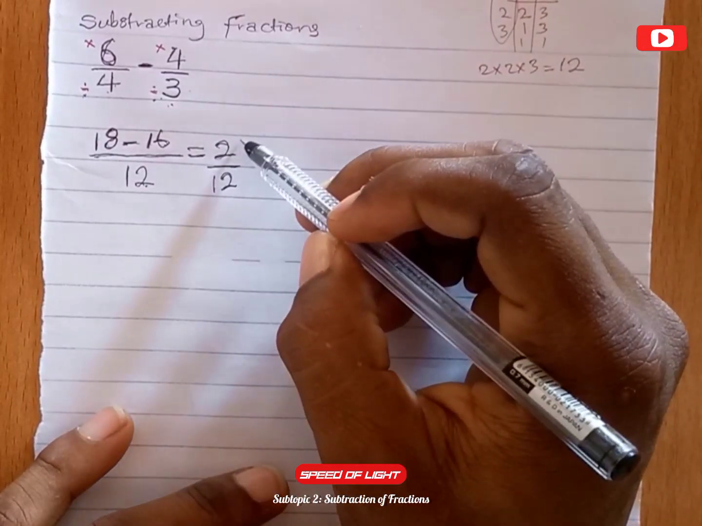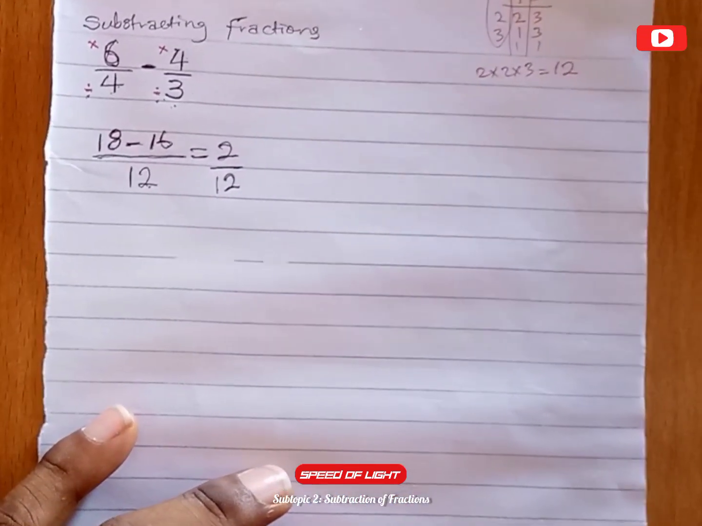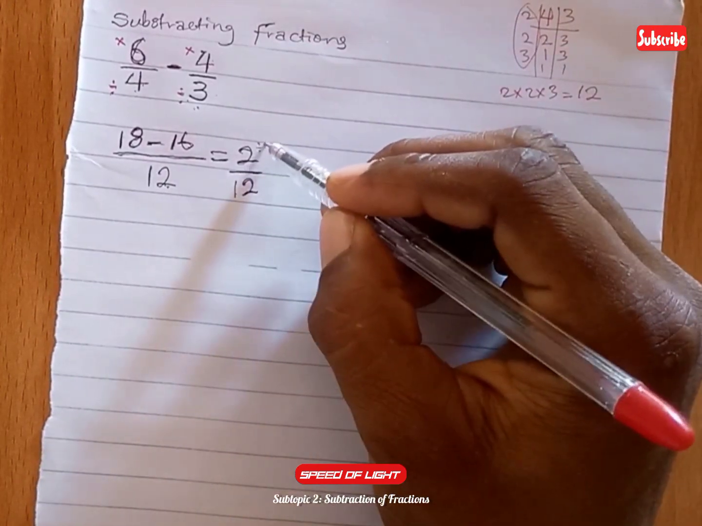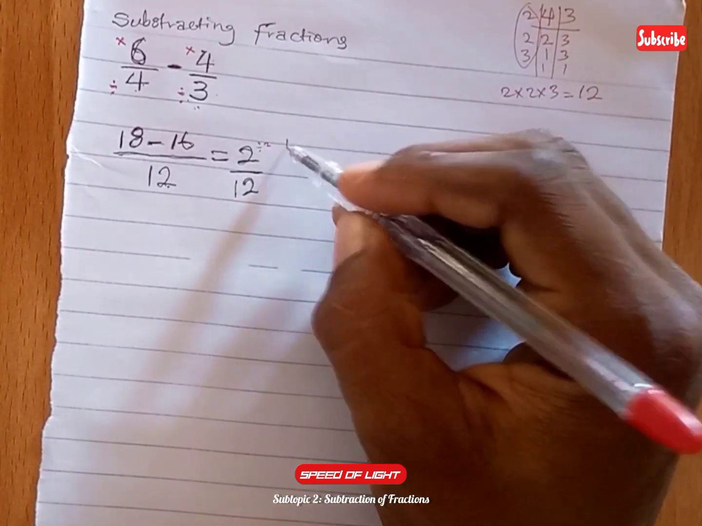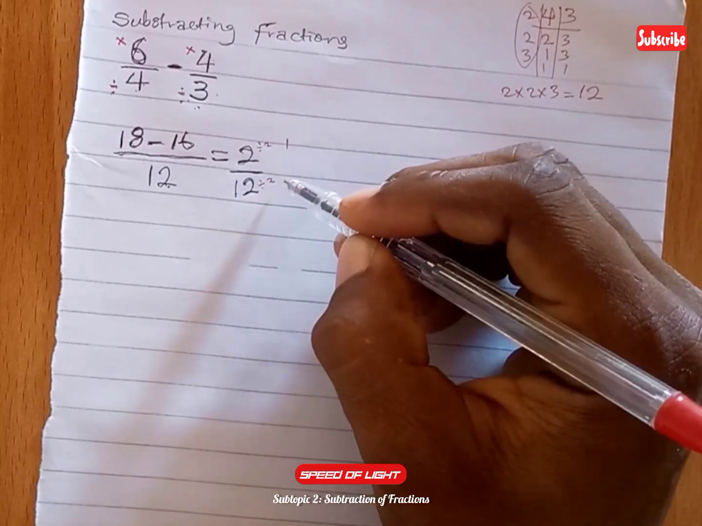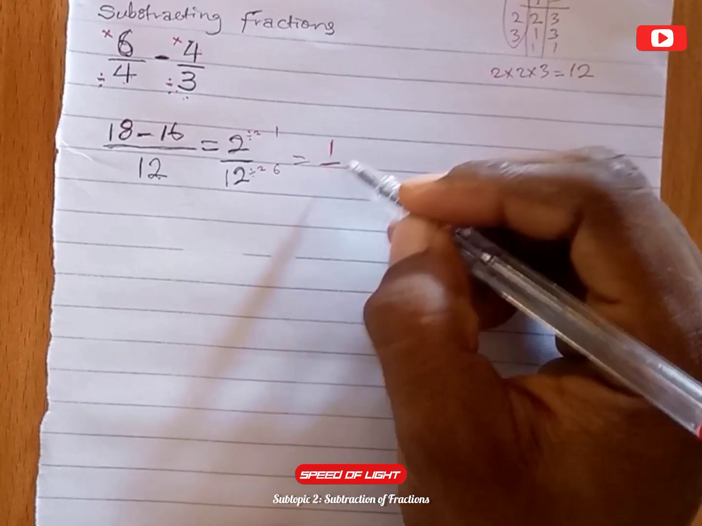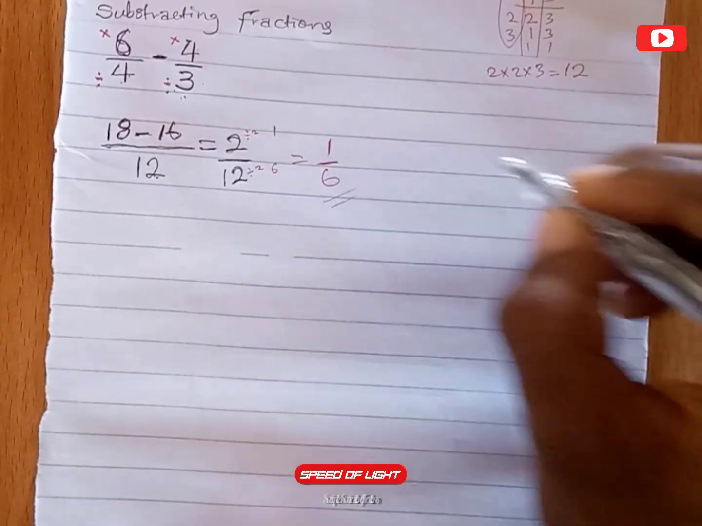So we can break down the fraction to its simplest form. When you divide by 2, we get 1. When you divide by 2, we get 6. So our final answer will be 1/6. Did you see that?